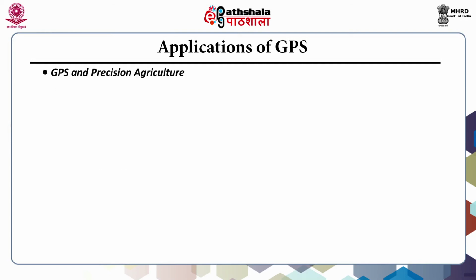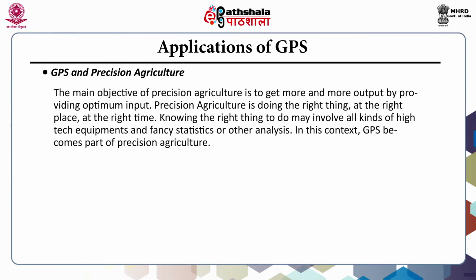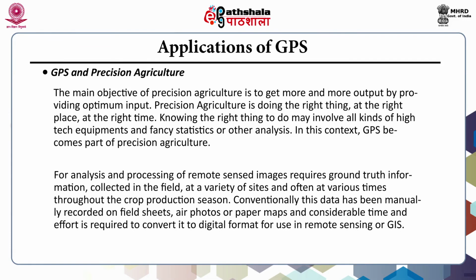GPS and precision agriculture. The main objective of precision agriculture is to get more and more output by providing optimum input. Precision agriculture is doing the right thing at the right place at the right time. Knowing the right thing to do may involve all kinds of high-tech equipment and fancy statistics or other analysis. In this context, GPS becomes part of precision agriculture for analysis and processing of remote sensed images.